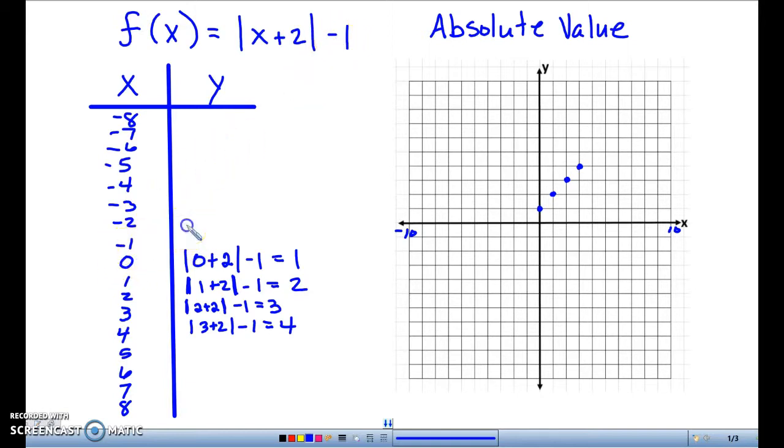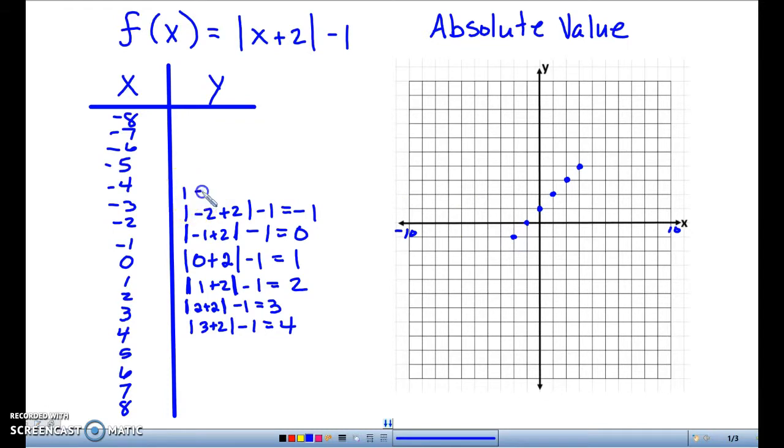I'm going to put in a negative 1. So I'm going to use the absolute value of negative 1 plus 2. Negative 1 plus 2 is positive 1. The absolute value of positive 1 is 1. And 1 subtract 1 is 0. So I've got negative 1, 0, right there. Let's put in negative 2. So I've got the absolute value of negative 2 plus 2. Negative 2 plus 2 is 0. The absolute value of 0 is 0. 0 minus 1 is negative 1. So my next point is negative 2, negative 1.